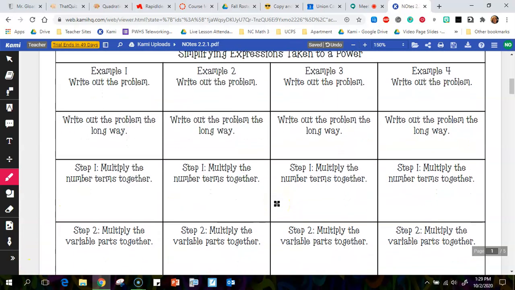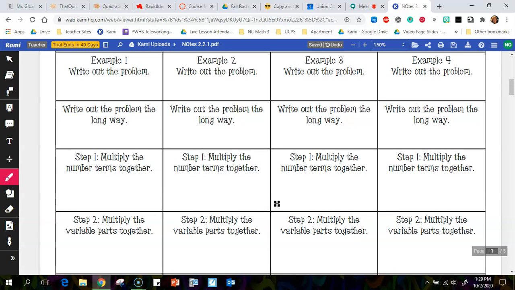Simplifying expressions taken to a power. I'm going to pause and write these problems in, and then I'll come back.